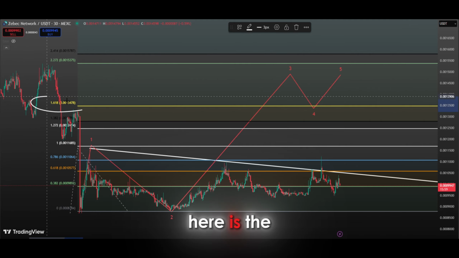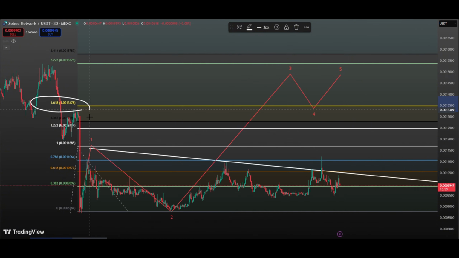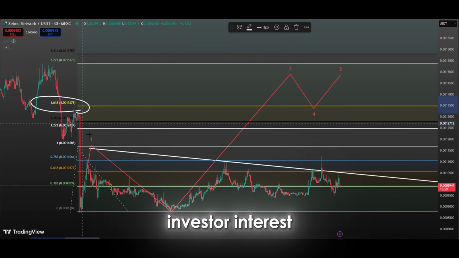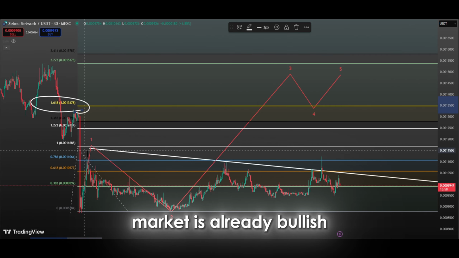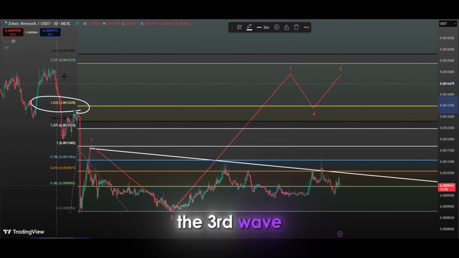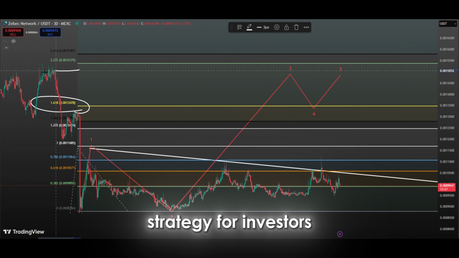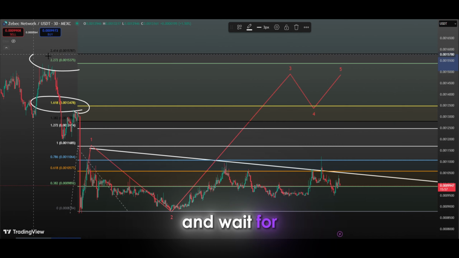Another point to note here is the characteristic of the third wave. The third wave is usually supported by news flows, market psychology, and investor interest. So if the market is already bullish and the news flow is positive, the third wave may be stronger than expected. The most important strategy for investors at this point is to be patient and wait for the market to form the third wave.